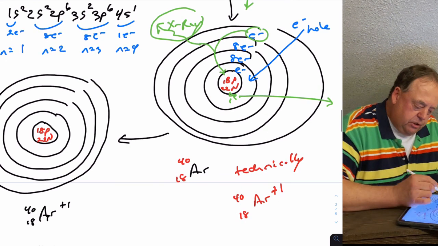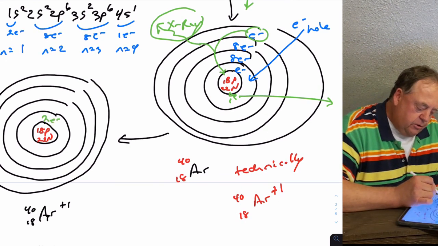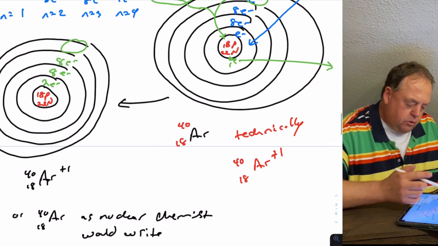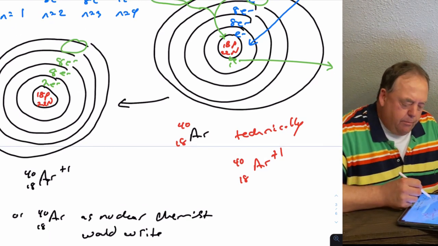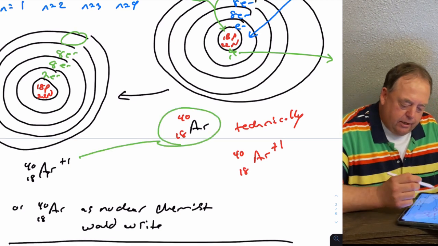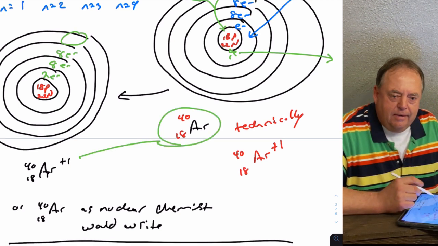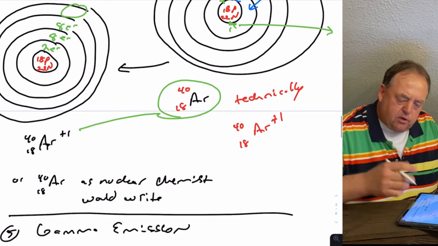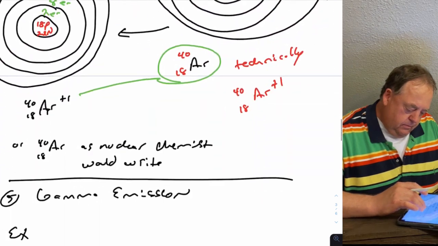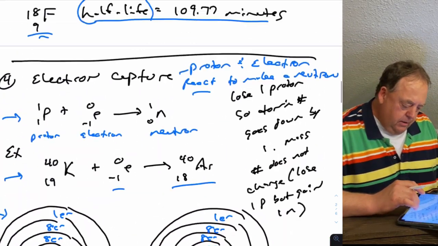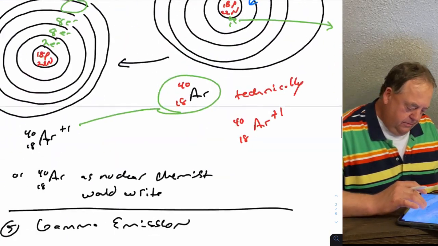And so then ultimately what you end up with is 2 electrons in the inner shell, then 8 in the second shell, 8 in the third shell, and the fourth shell has no electrons. So technically you made an argon +1 cation at that point. But again, a nuclear chemist would just write it as argon-40 because they don't worry about the electrons. But technically it's argon +1. Okay, so that would be an example of electron capture.